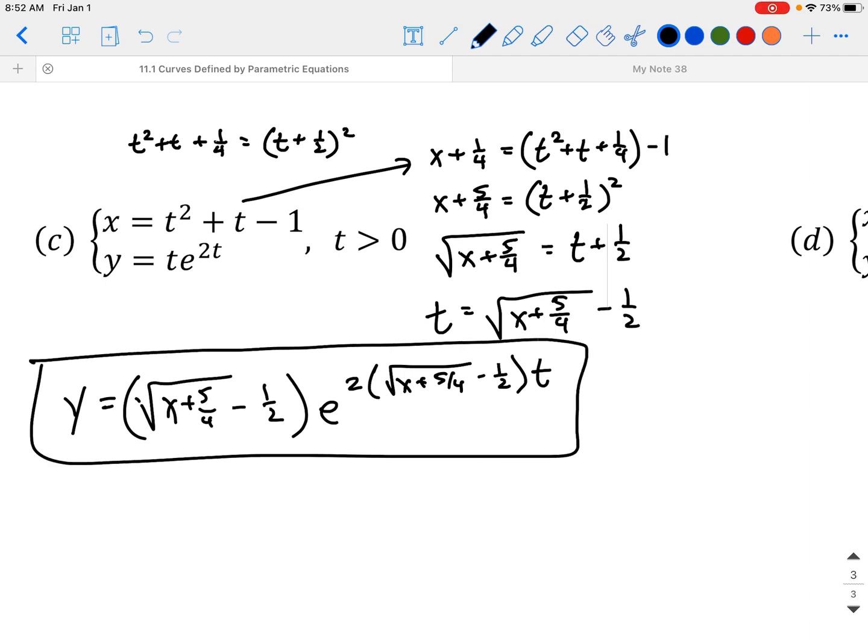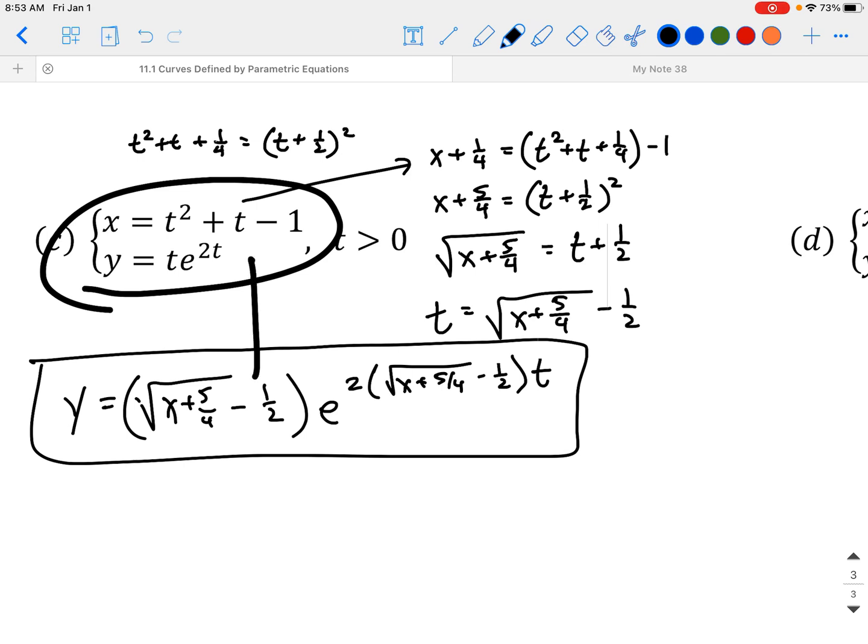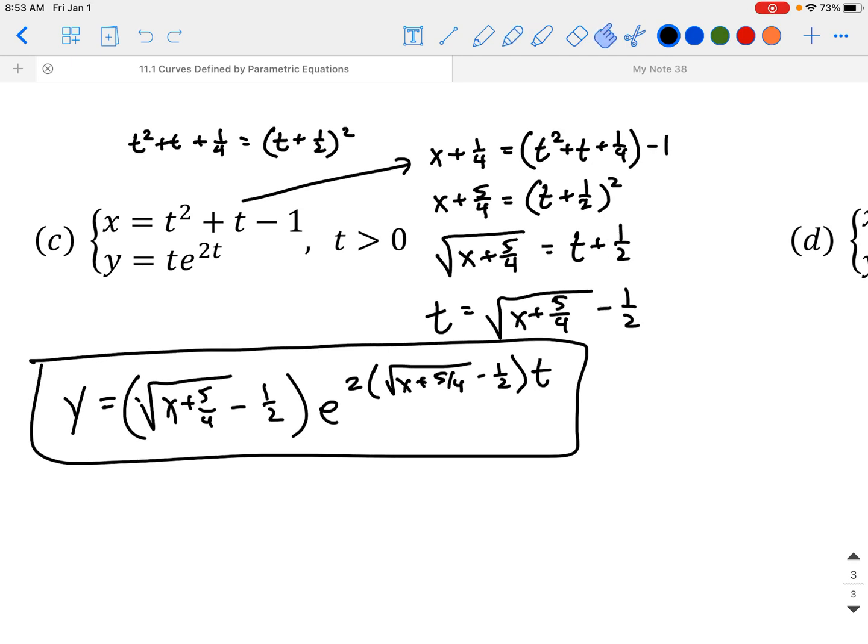And so you can clearly see here that this is going to be a mess. So the rectangular equation here is pretty brutal, but the parametrics are much nicer. So the parametrics here are really, really nice compared with this ugly expression below.